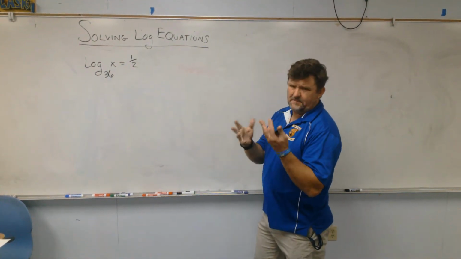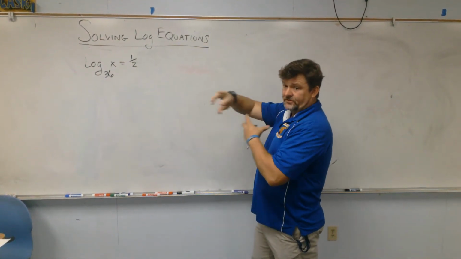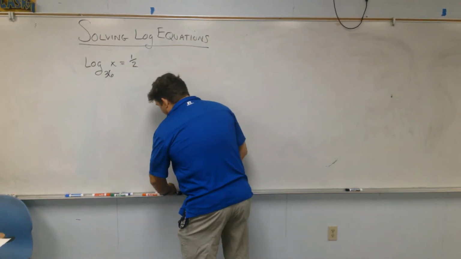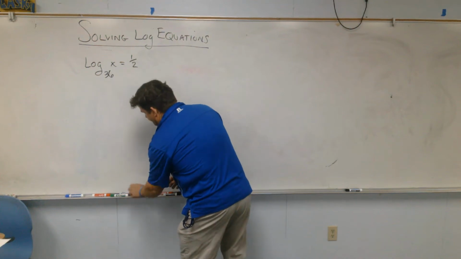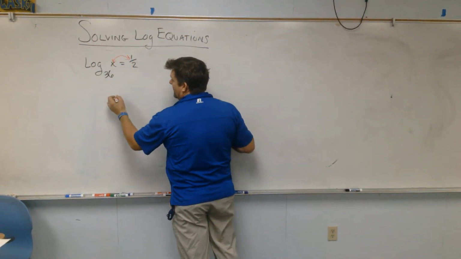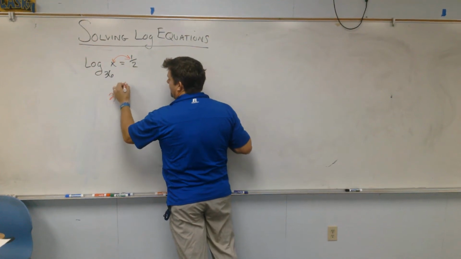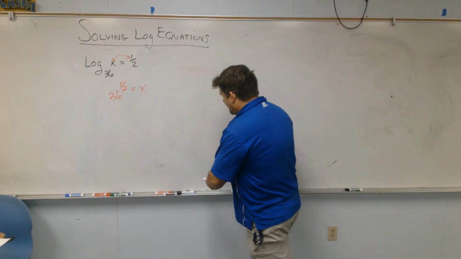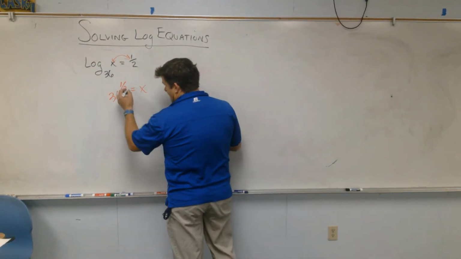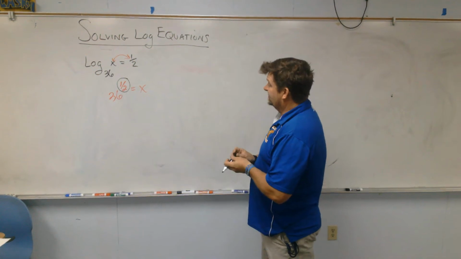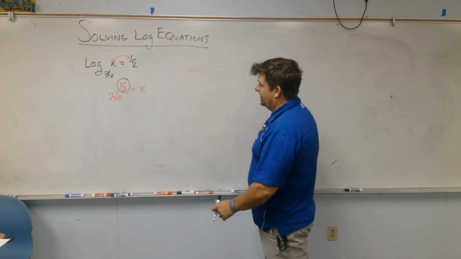So you guys did, I believe, on the first day, you rewrote these things. So I'm just going to jump into it. You need to rewrite this where we're switching the x and the y. So now we get 36 to the 1/2 equals x. We've just got to decide what this means. Don't know if you guys have done it before, so I'm going to tackle it and go from there.